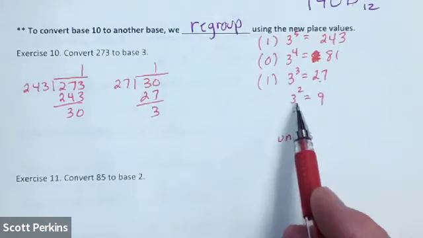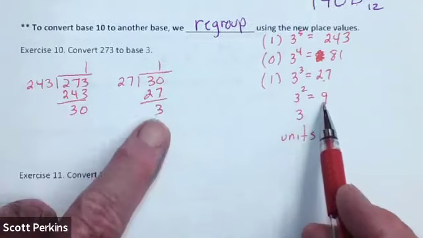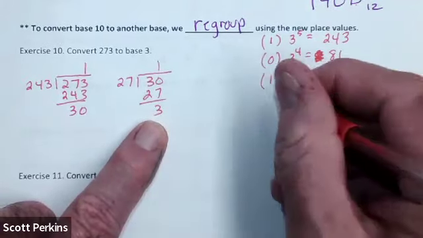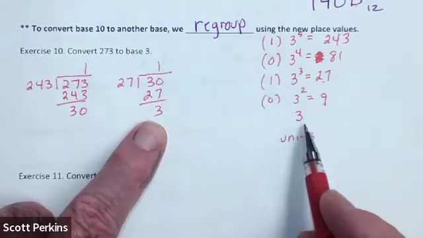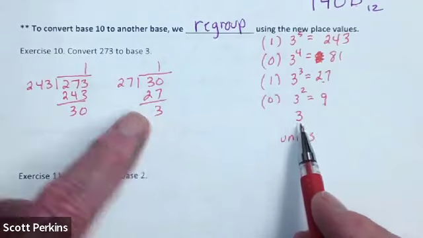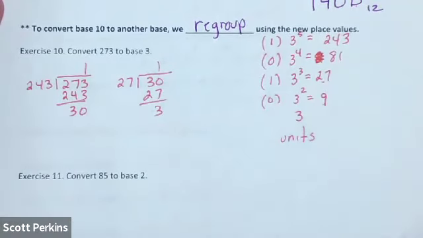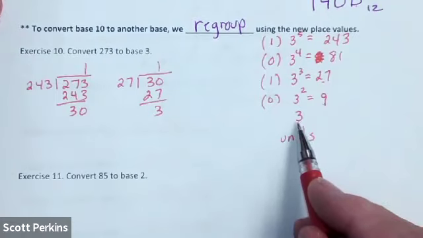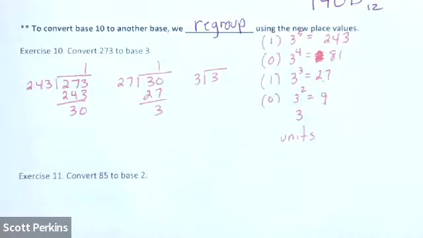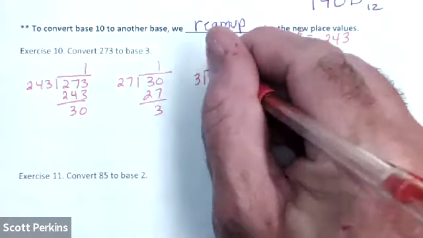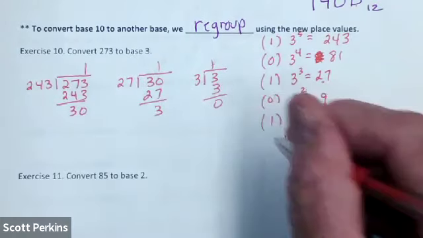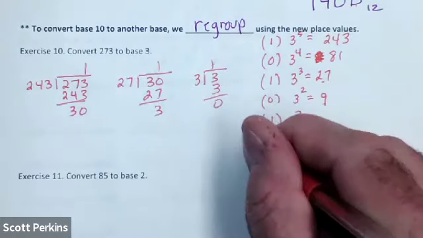My next place value is 9. Does my remainder here of 3 have enough to make a full group of 9? Nope, so I'm going to put a 0 here. My next place is 3. Do I have enough to make a full group? Yeah, and I'll do the work, but I could probably ask you the question, how many times is 3 going to go into 3? Once, but let me just write it out because I don't want to skip any steps here. So 1 times 3 is 3. That leaves me a remainder of 0. So I have one full group of 3, and then I have 0 units left over.